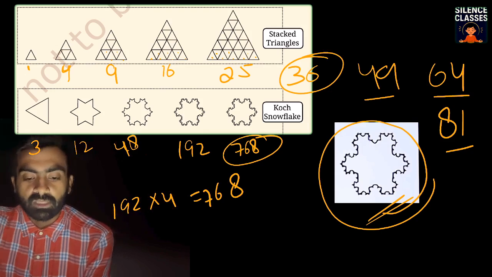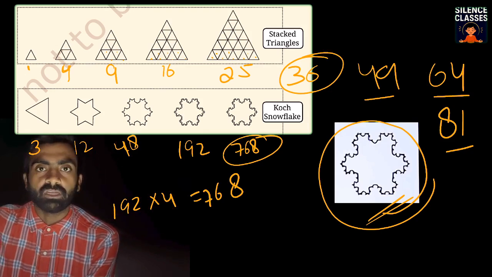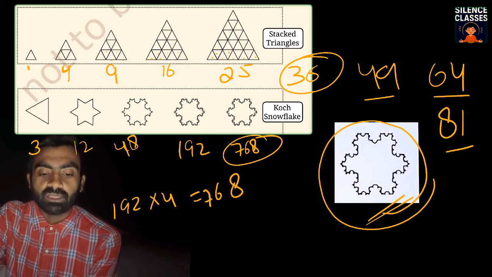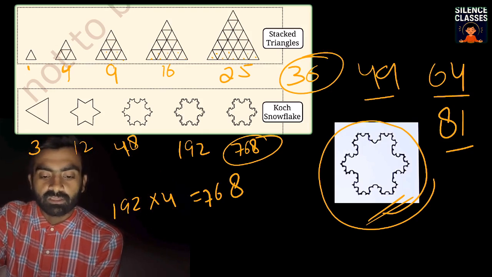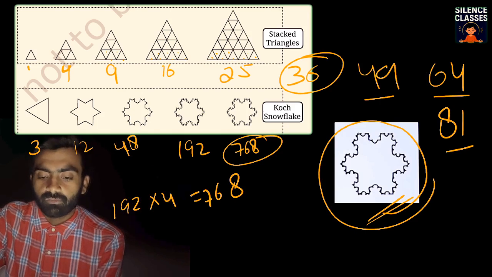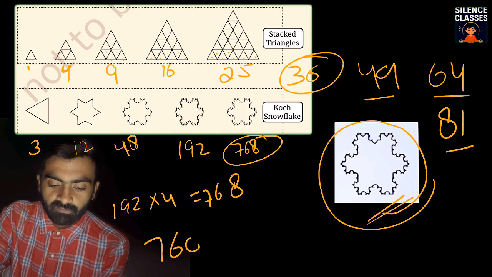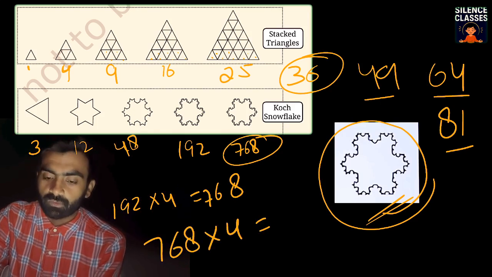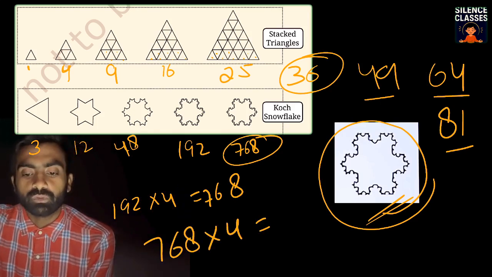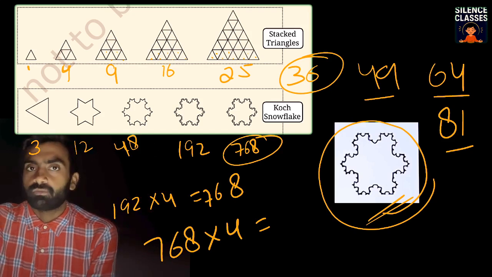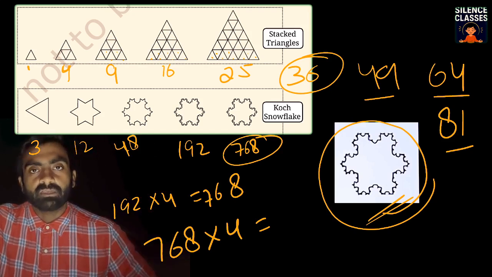Okay, because making that particular figure is very tedious, so you just have to find the sequence, and then you have to multiply. Then you can write down that the next figure, whatever figure we get, is 768 multiplied by 4. Okay, this many lines have been used to make the next snowflake. You can write it down like this.